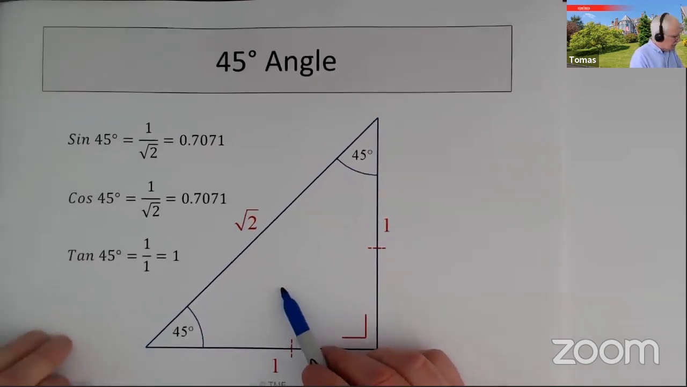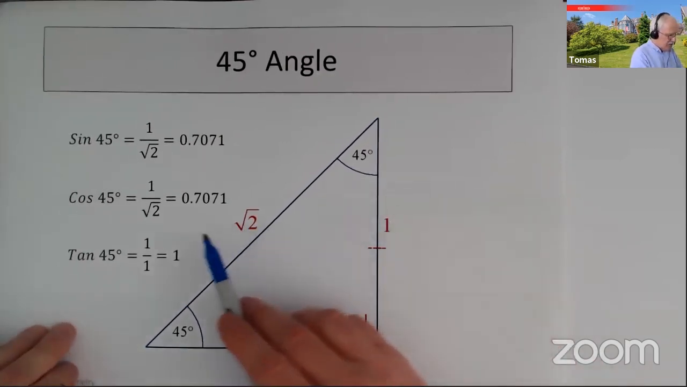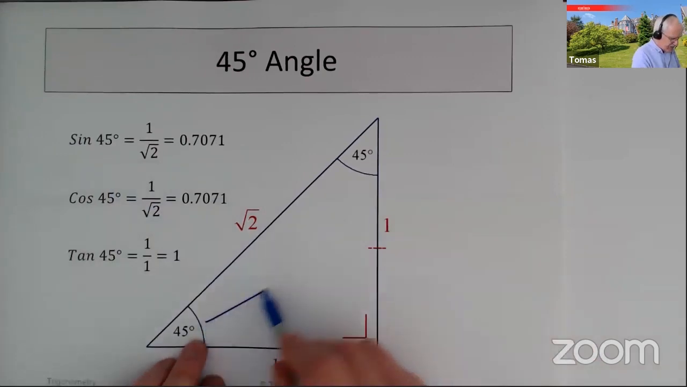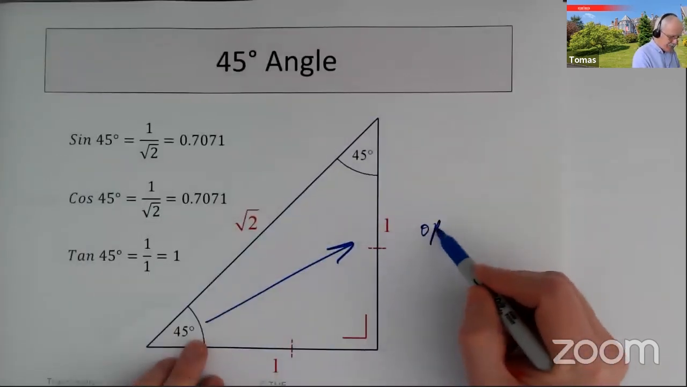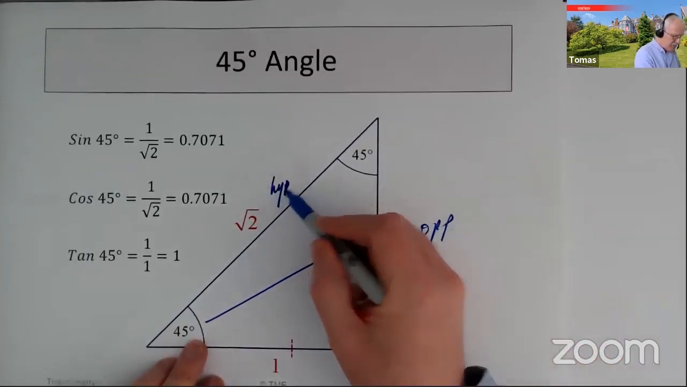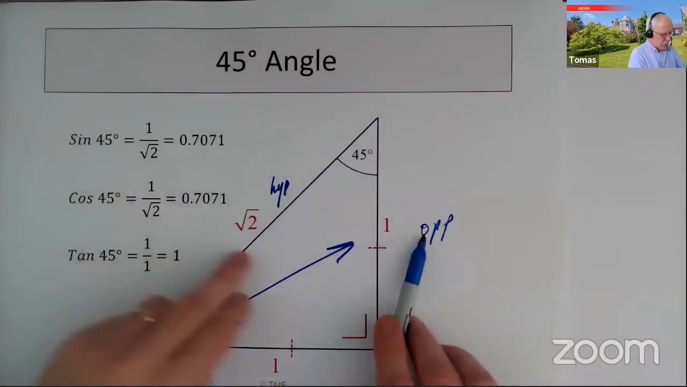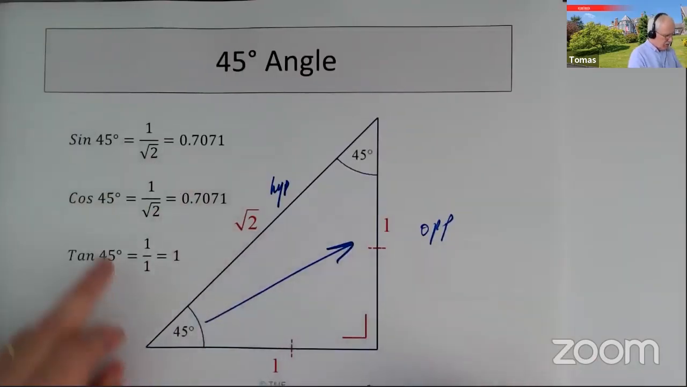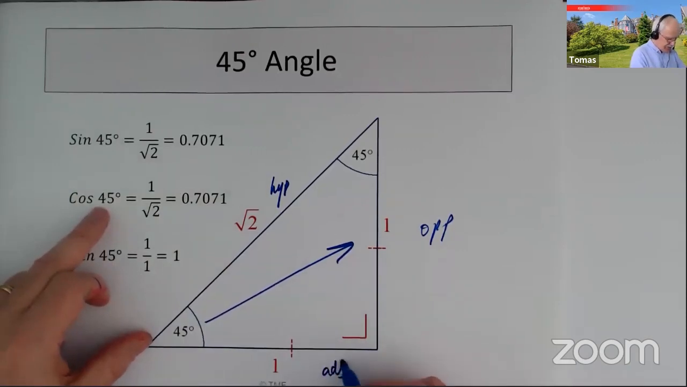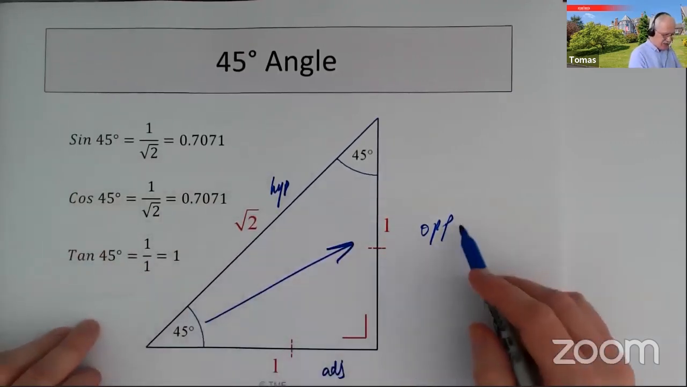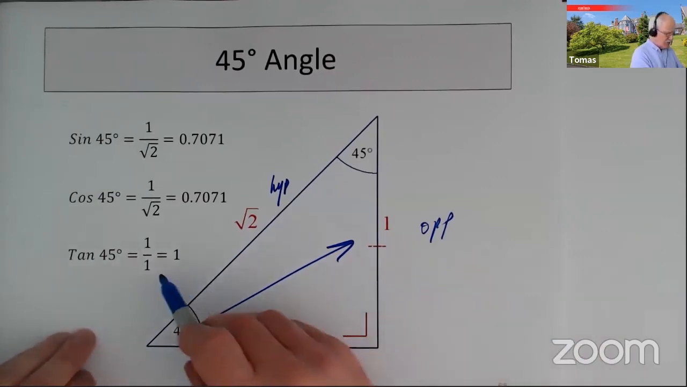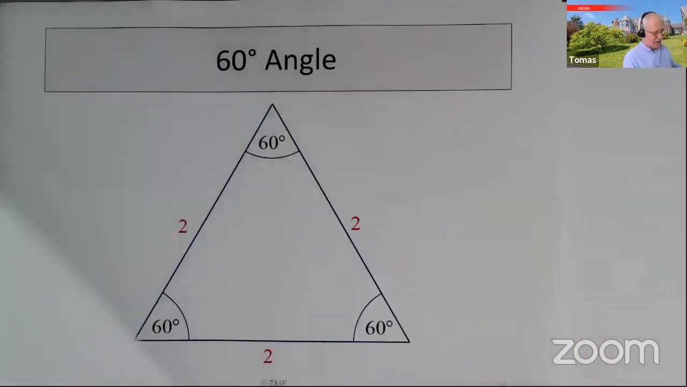Now, sine of 45, if that's our 45, is our opposite over hypotenuse. So it's 1 over root 2. Cos of 45 is adjacent over the hypotenuse, and tan is opposite over adjacent, which is 1. So that's our 45-degree angle.